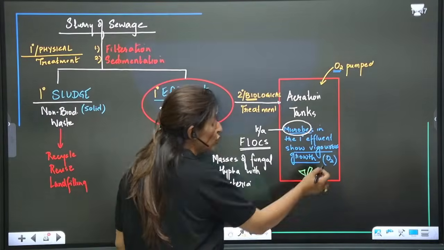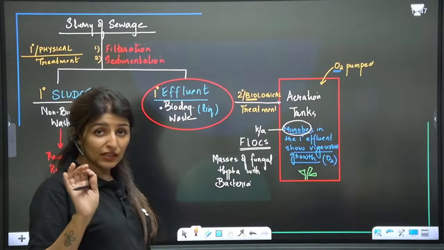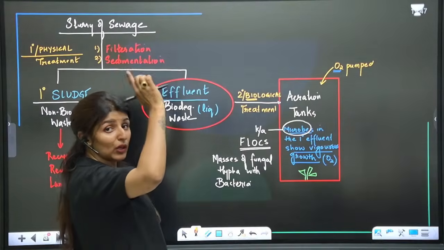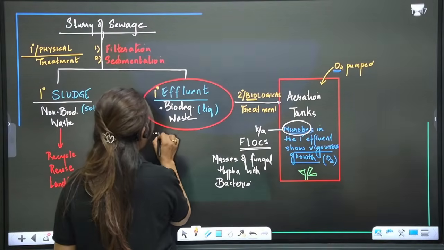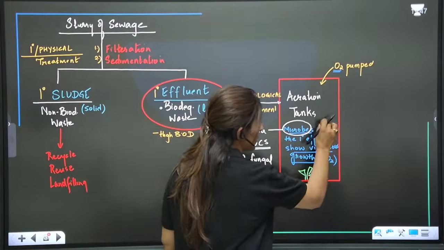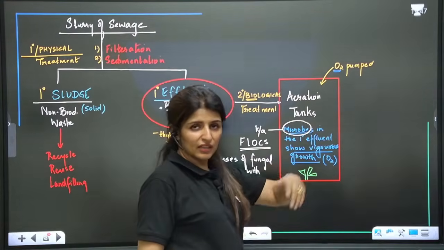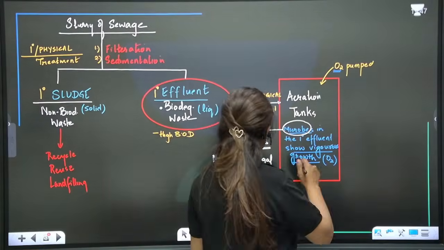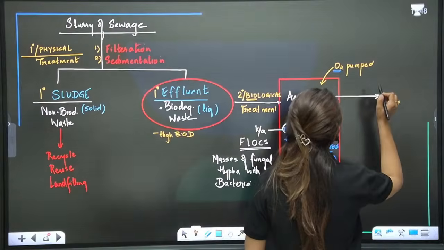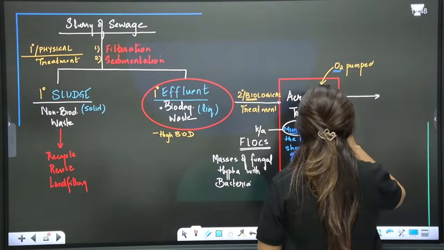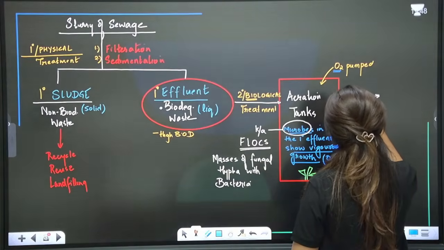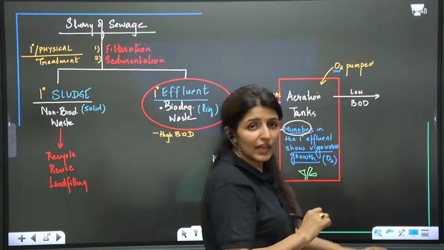So this is our tool to measure whether the process has been done properly or not. If the organic matter is higher, can I say the primary effluent will have high BOD? Can I check the BOD of the effluent after it has spent a few hours in the aeration tank? The effluent that comes out of the aeration tank has low BOD.